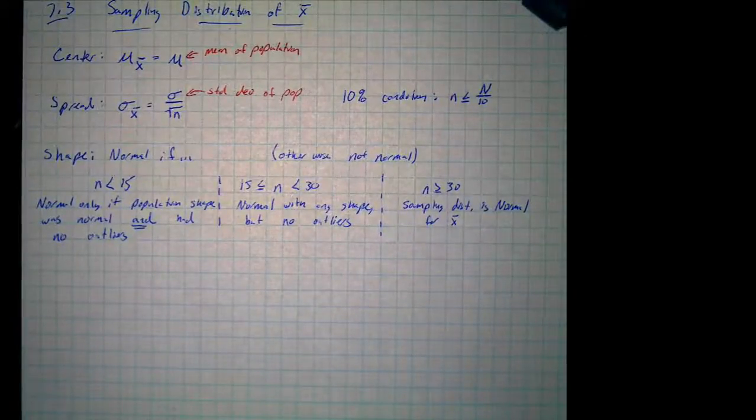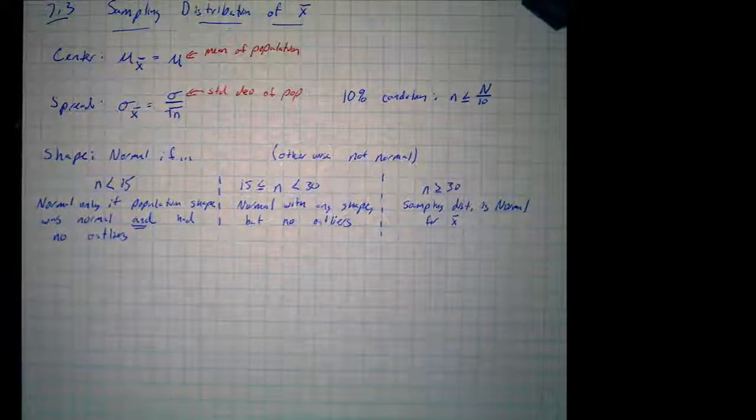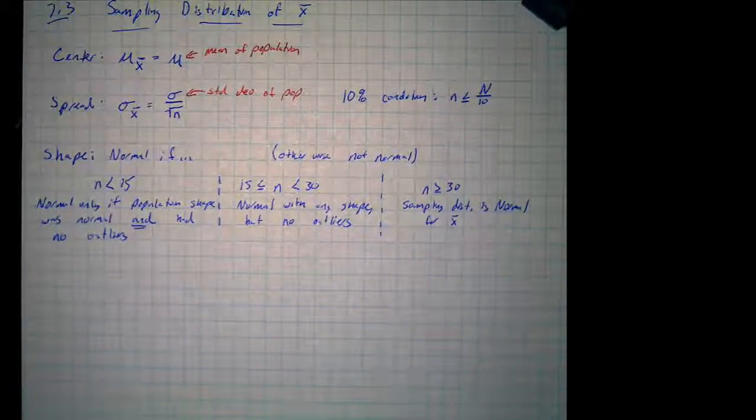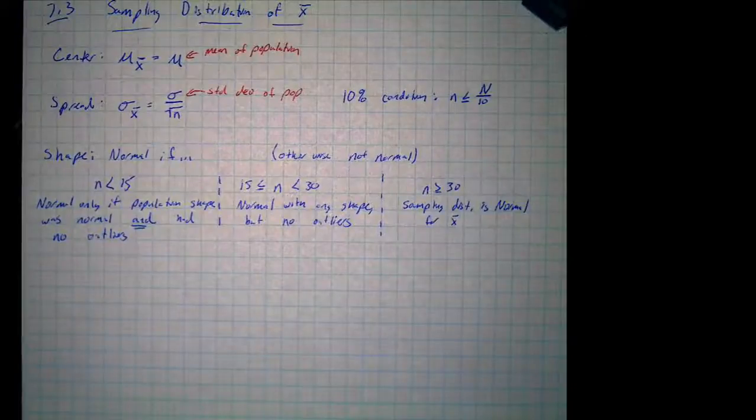The sampling distribution will be normal. So you could just take from a left skewed distribution with some outliers that are super high, and the distribution will be normal for the averages, which is really cool.